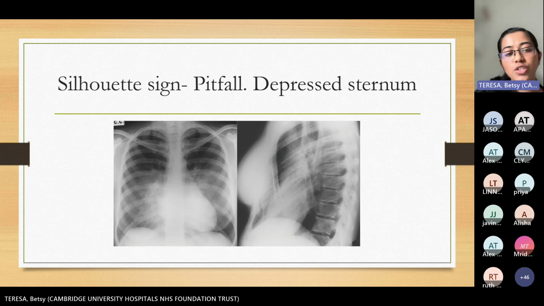Similarly, in patients who've got a depressed sternum, you can see that the depression of the sternum will sort of push the contents of the mediastinum laterally, which might make the borders seem a bit ill-defined in that case. So that's another thing to keep in mind, especially in people who've got a depressed sternum. So those are the two pitfalls to remember.